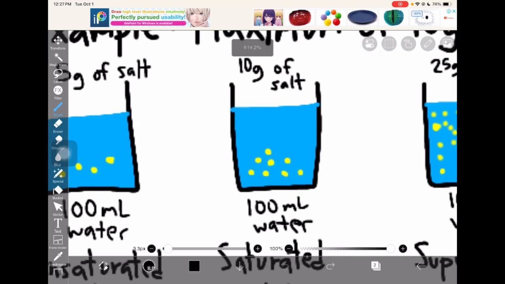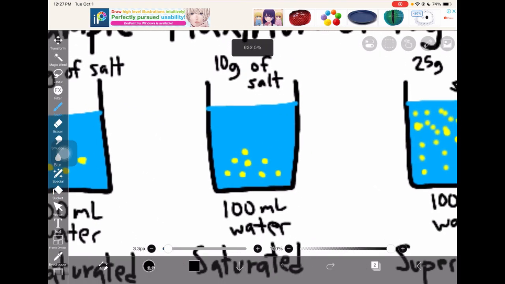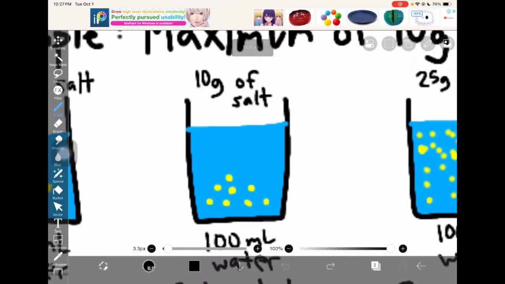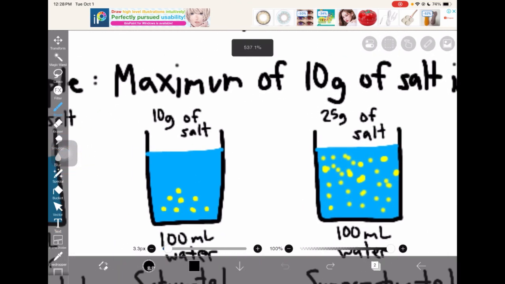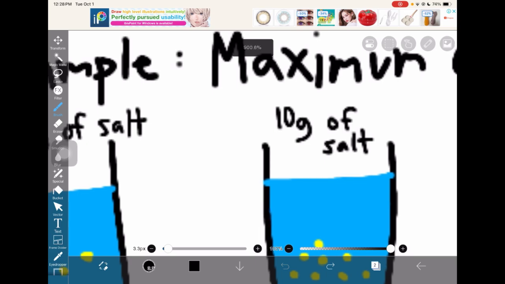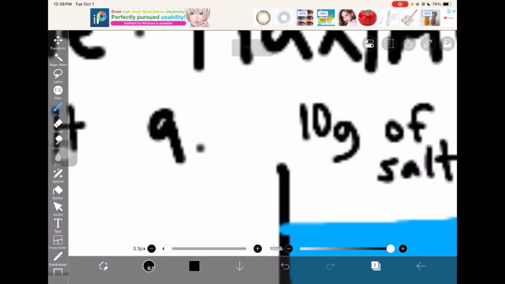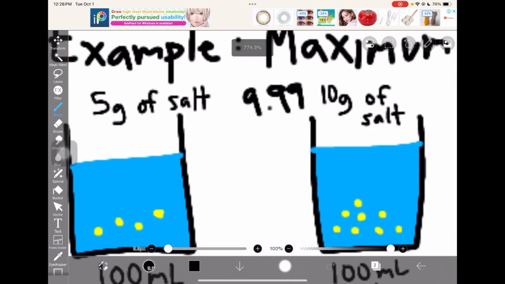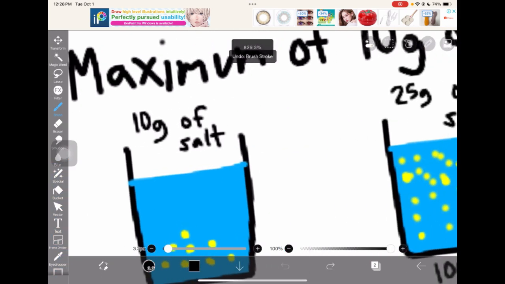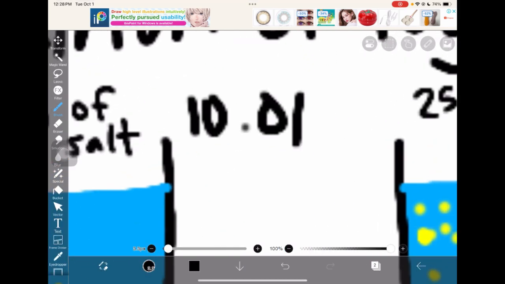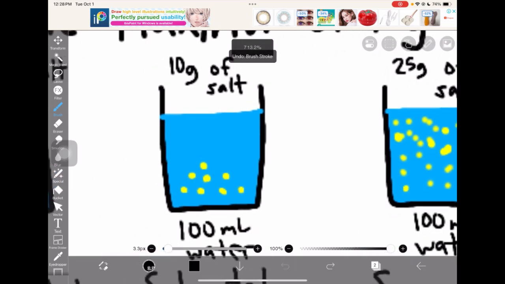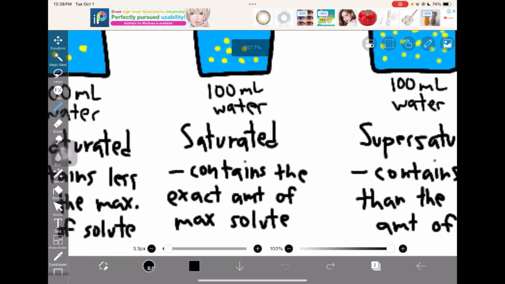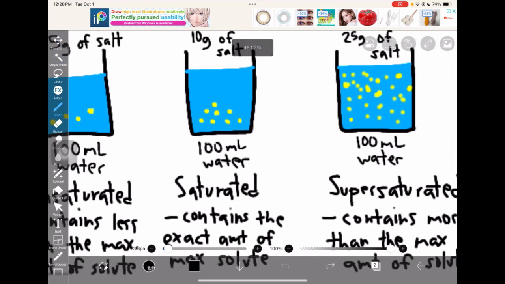How about the saturated one? Same conditions, but this time with 10 grams of salt in the same amount of water at the same temperature. Now, it contains the exact amount of solute, and I'm telling you, it has to be exact. If it's 9.99, it's going to be considered unsaturated. And if it's just 10.01, it's considered supersaturated. So it has to be strictly containing the exact max amount of solute.